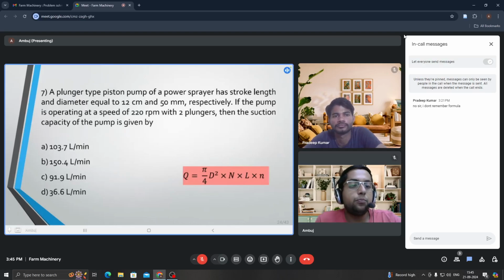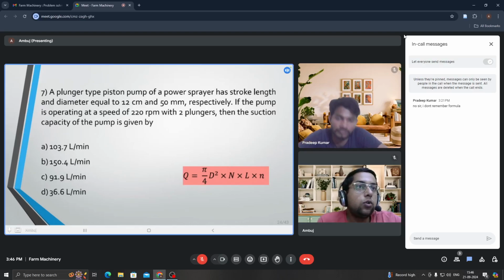A plunger type piston pump of a power sprayer has a stroke length and diameter equal to 12 centimeters and 50 millimeters. The pump is operating at a speed of 220 rpm and it has two plungers. Find the suction capacity of the pump. No need to get confused.